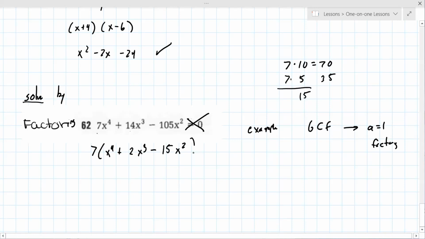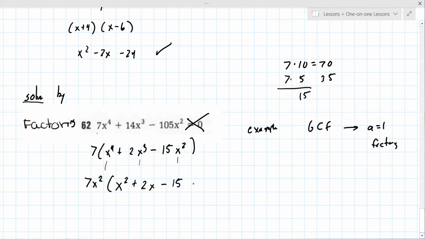15x squared. But there's more. There's a letter that's common to each of these, and it's more than a letter. It's a letter to a power. So do you see how there's an x squared in each of these? So from here, x to the fourth, to get back to x to the fourth from x squared, you need an x squared here. To get back to x cubed, you just need an x. And from here, you need just a 15.